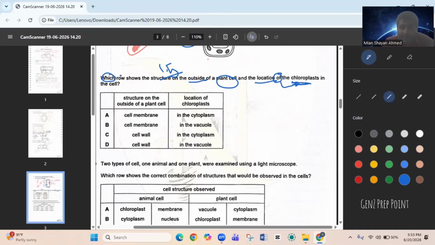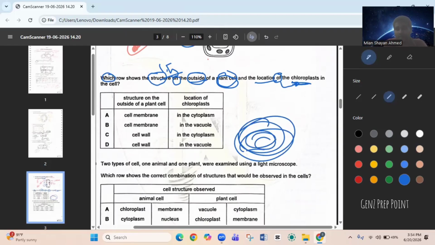It's asking which structure is present on the outside of the plant cell, which structure is surrounding the cell. This is a plant cell, this is the cytoplasm, which membrane is covering them? The cell wall. And the location of the chloroplast, where are they present? All right, we will see.